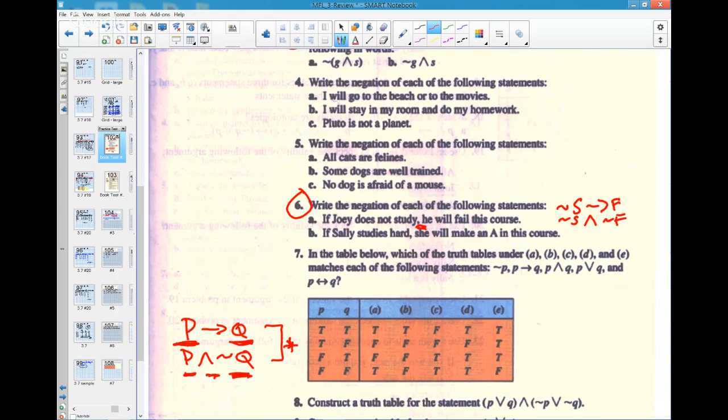So do you see, all I did was the same technique we used over here to negate an if-then: keep the first part true and make the second part the opposite. Part B: if Sally studies hard, I'll say SH, if Sally studies hard, she will make an A in the course. What's the negation of that? She studies hard and she does not make an A.